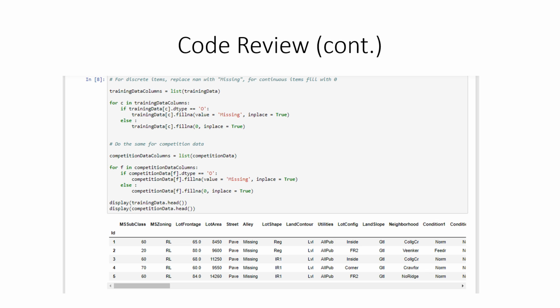If it is not an object, if it's not categorical, then for that column, all NaNs we're going to replace with a 0. And yes, we want to do it in place on the training data object. We are going to do the exact same thing for the competition data set, and that's how we're going to handle our NaN values. Now at the bottom you see we display both just to see what it looks like.